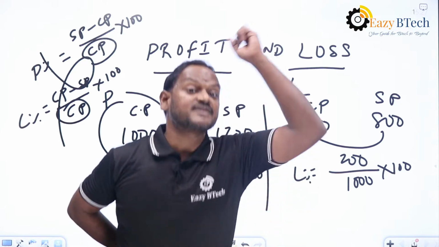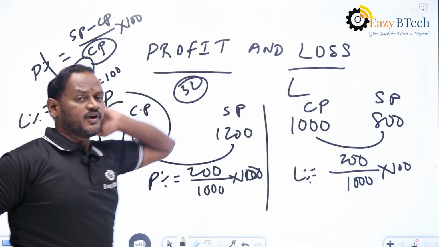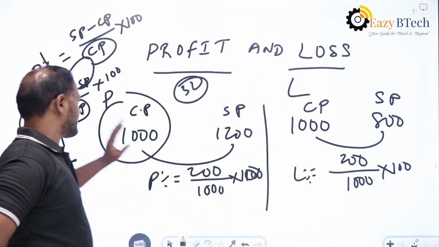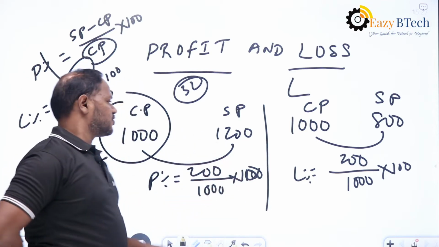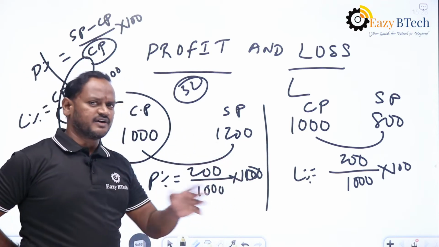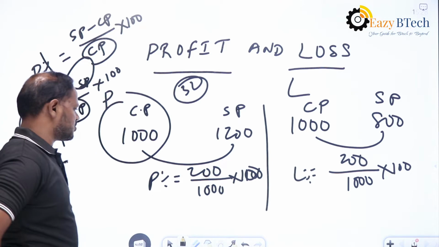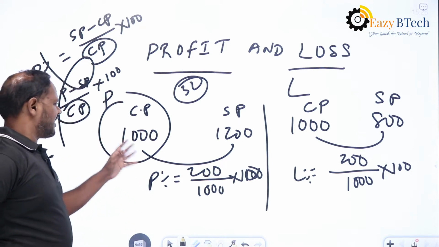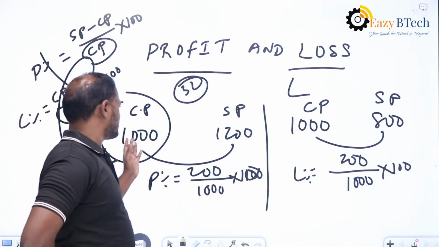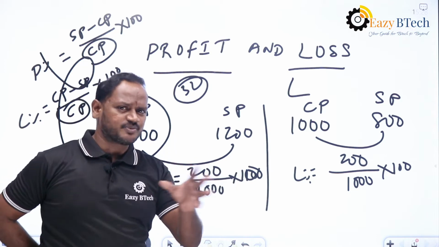That's it. The cost price is taken as 100%. So the selling price, according to percentage, we can convert to another value. Don't use formulas. Of course, he will not give you a basic question like this: 1000 becomes 1200 rupees. He will not give the cost price or selling price.